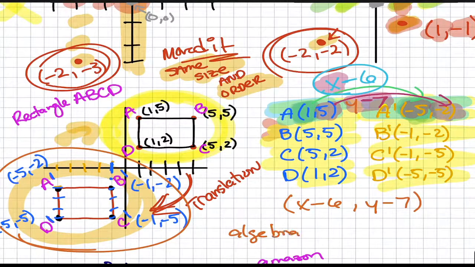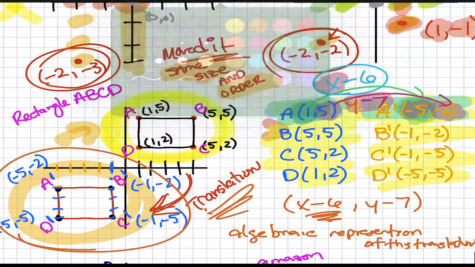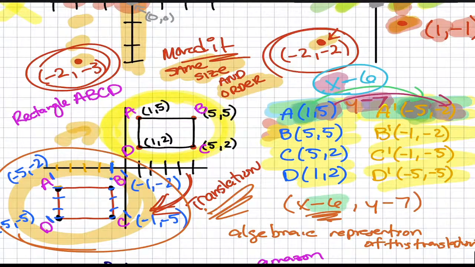Algebraic representation of this translation, because we're telling the viewer that this was a translation. It's the same shape, the same size and the same order, but in a different place. So we represent that by telling how many units and what direction it moved for x. It looks like it moved to the left for x. You can tell that because there's a minus 6 here. Remember, for x, if you subtract it, you go left. And you can tell that we went down because we went minus 7 from the y.